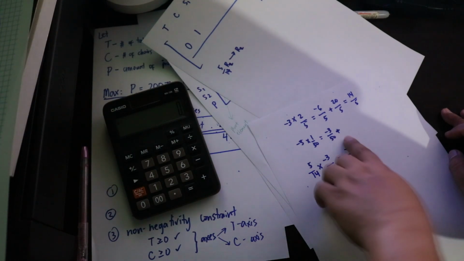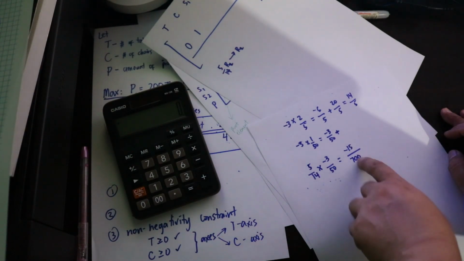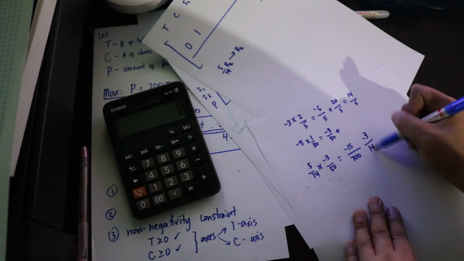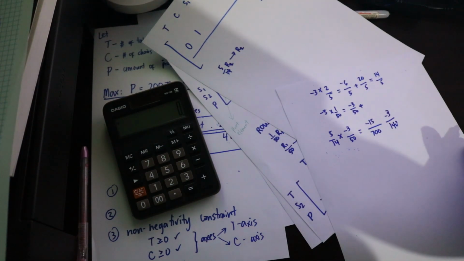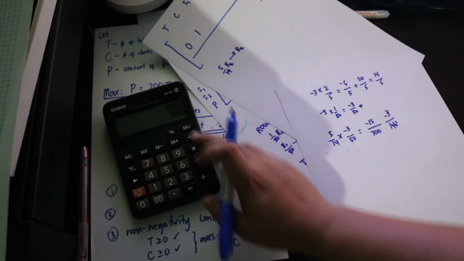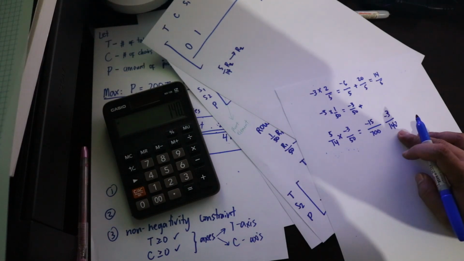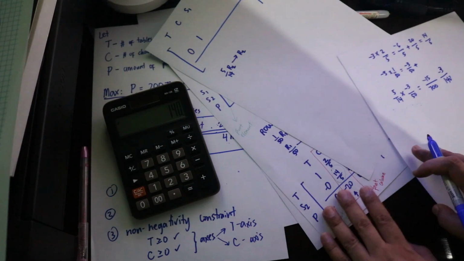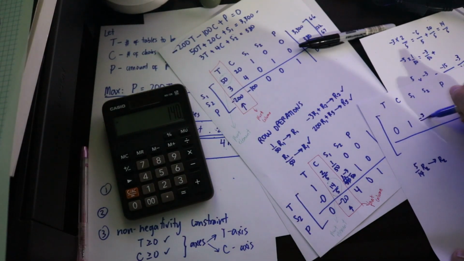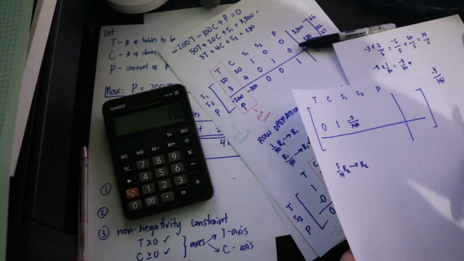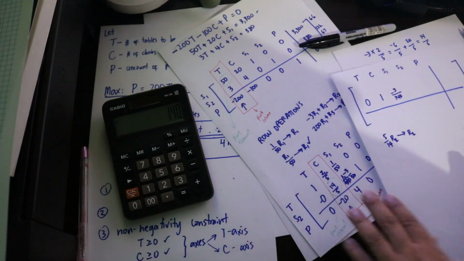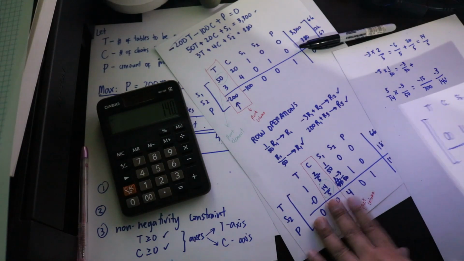In lowest terms, to get the lowest terms we just divide by 5. Negative 15 divided by 5 is negative 3. 700 divided by 5 is, yeah, 140. So we are going to place here negative 3 over 140. Negative 3 over 140.